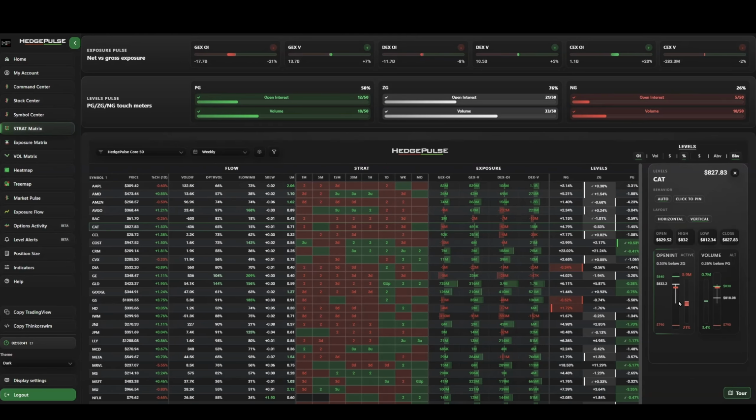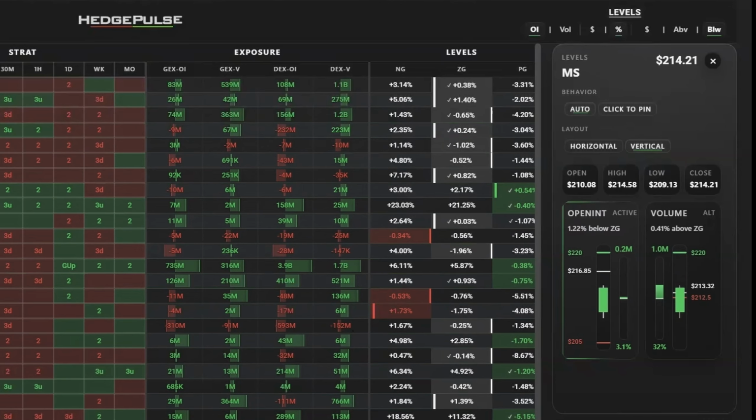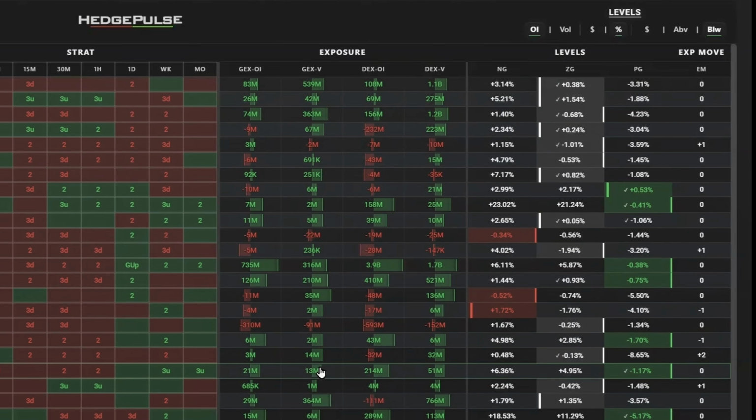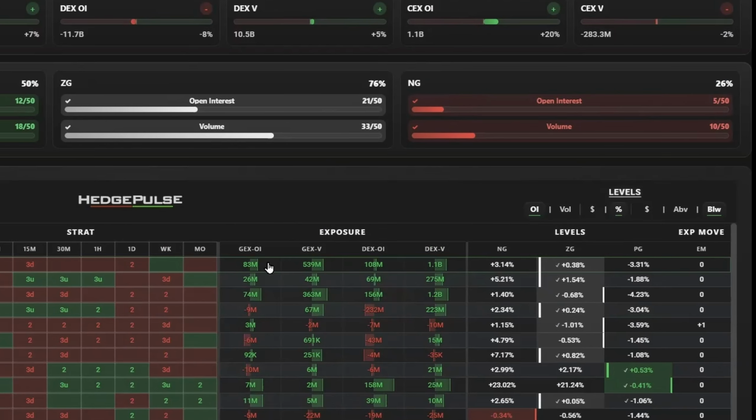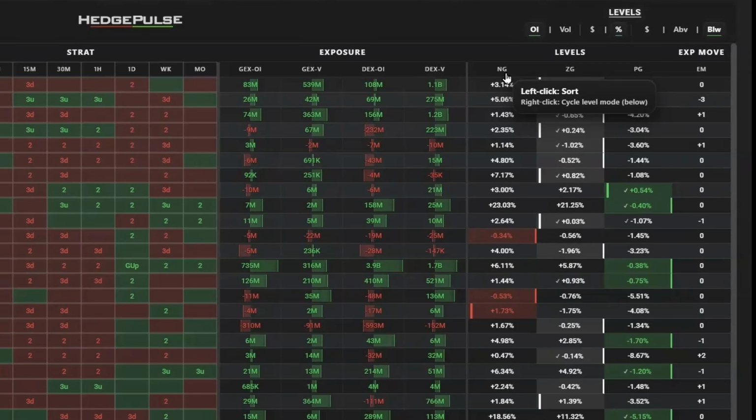This is a daily candle, so you can just scroll through and see this. And if you need to hide this, you can click to pin and then it will hide it until you click on a symbol right now. So now let me break down the levels here as well.